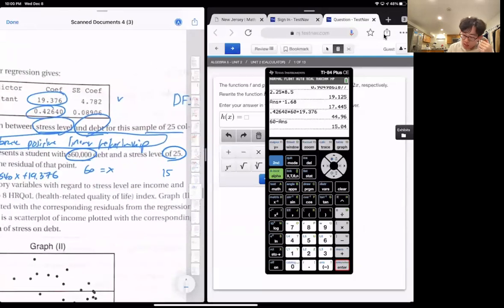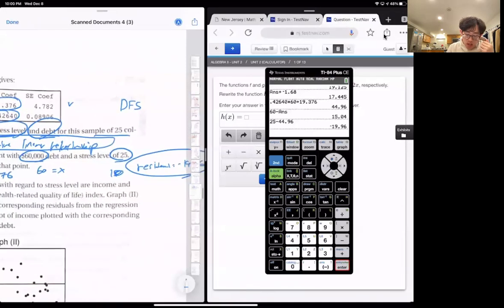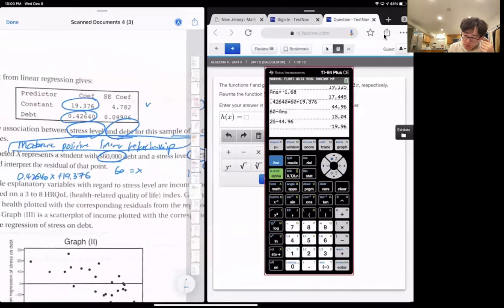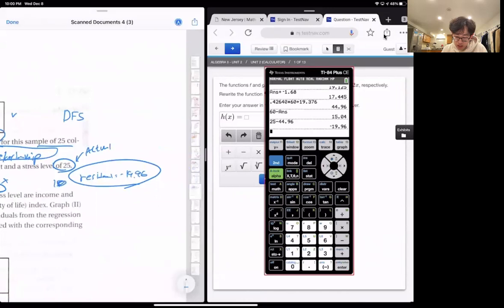Oh, I'm sorry. Wait a minute. That's not 60. The stress level is actually 25, minus the answer that we got from the original. So that residual here should be negative 19.96. Your actual stress level was 25, but your predicted stress level came out to be about 44.96. So you do 25 minus 44.96, and you get a residual of negative 19.96 here.